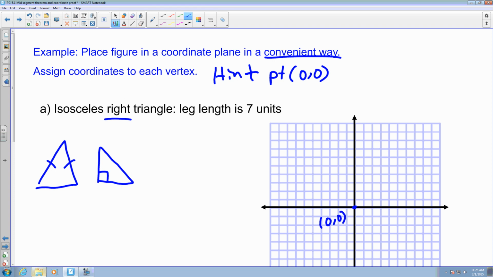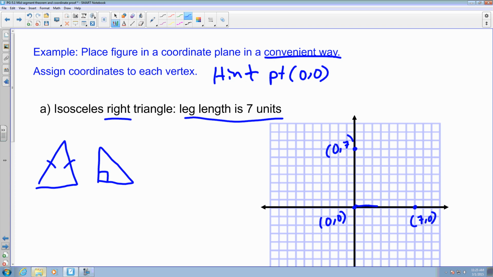And they're telling you that the leg lengths are 7 units. So I'm going to go upward 7 units. 1, 2, 3, 4, 5, 6, 7. And the coordinate of this is 0, 7. And then to the right, I'm going to go 7 units as well. 1, 2, 3, 4, 5, 6, 7. And the coordinate of that is 7, 0.